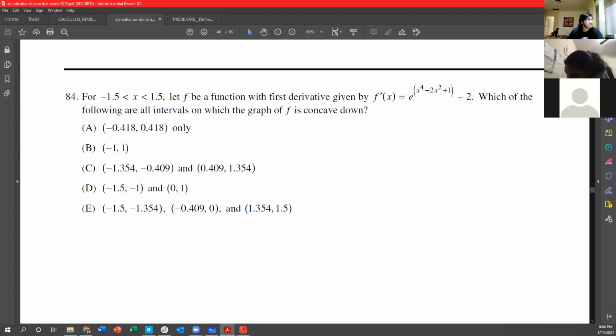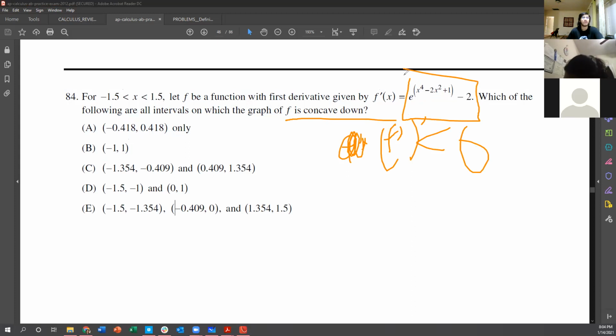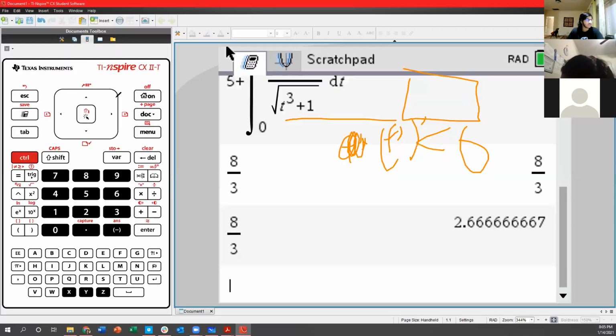Which of the following intervals are, so for f to be concave down, f is concave down means f double prime, f prime prime essentially, is less than 0. So we're trying to figure out when this function's derivative is less than 0. Why don't we go ahead and graph this function just to get a sense of what f prime of x looks like.